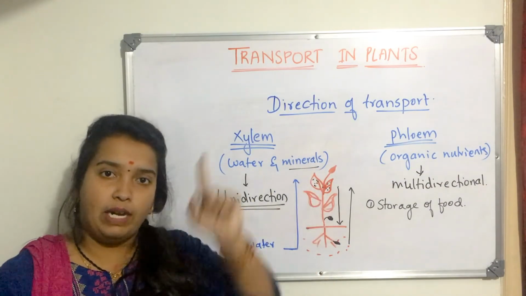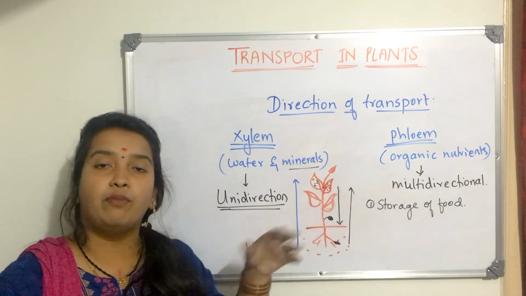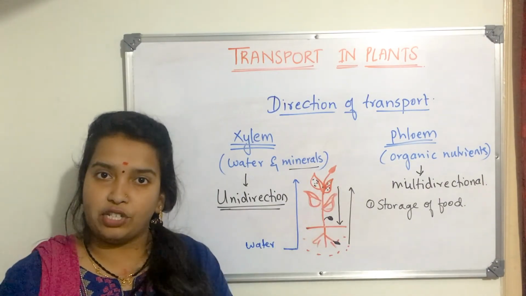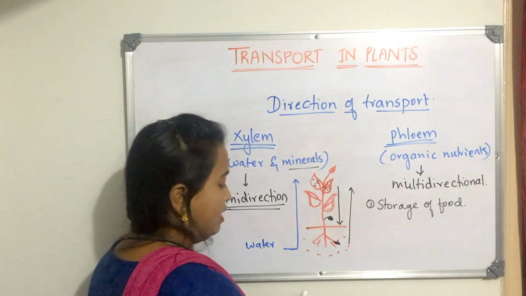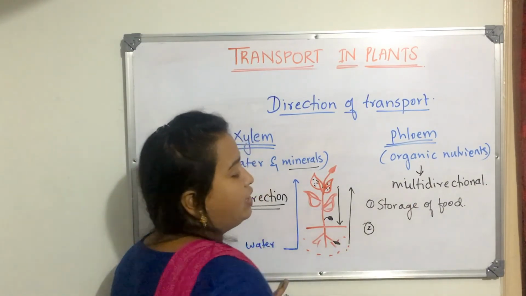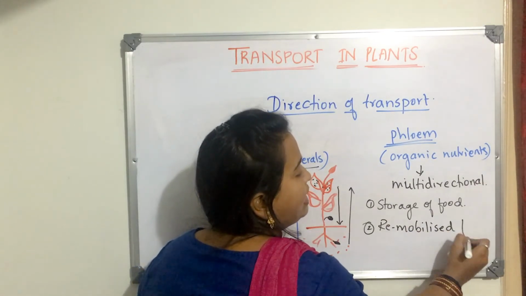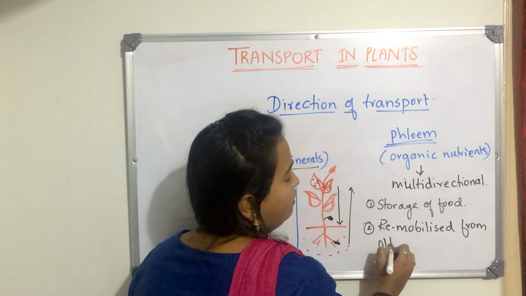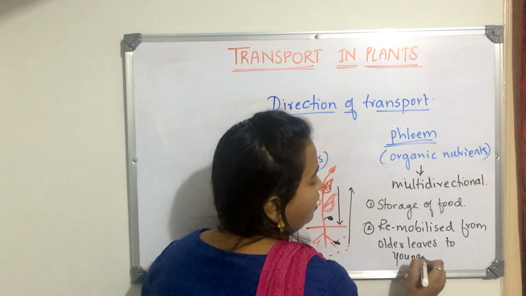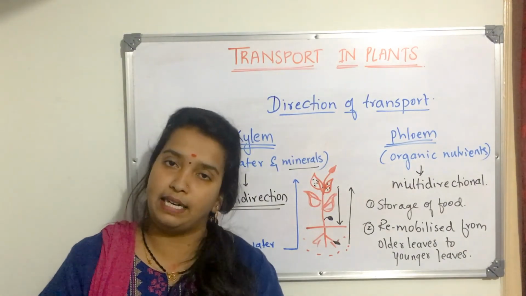If it had only gone from root upward, we could have called it one direction. But now again from leaf, it is from older leaves, it is moving to the younger part of the plant. So again there is a different direction here. So mineral nutrients, again as I told you, we call them multi-direction. Why are they multi-direction? Because they can be remobilized. They can be remobilized from older leaves to younger leaves. That is why it is also called multi-direction.